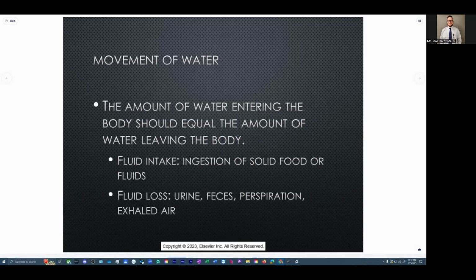So the goal, if I were to take in 2,000 milliliters of fluid that day, from my cellular metabolism, from drinking and eating, the goal for my body, complete homeostasis, would be to lose that exact same amount, 2,000 milliliters. So this should be equal. And when they're not equal, we get disease processes or conditions that develop.